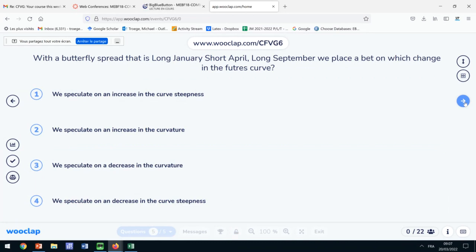Let's see. That's going to tell me if you're listening to anything I'm saying, because I just gave it away. I just explained exactly this question. So what is the bet we're placing here? Steepness, curvature.